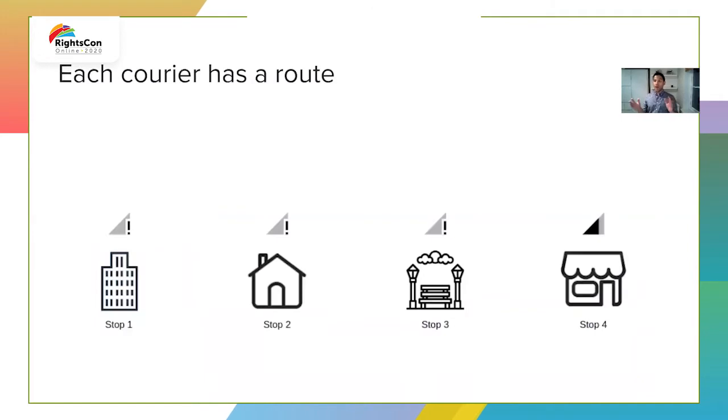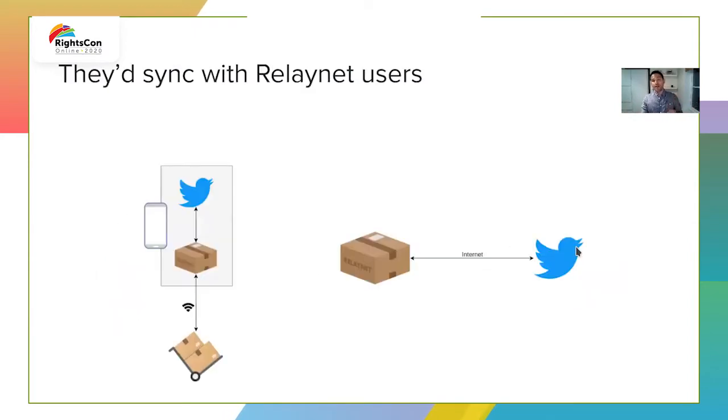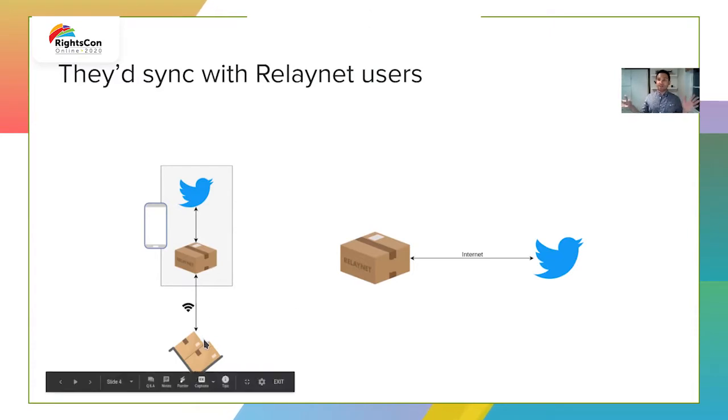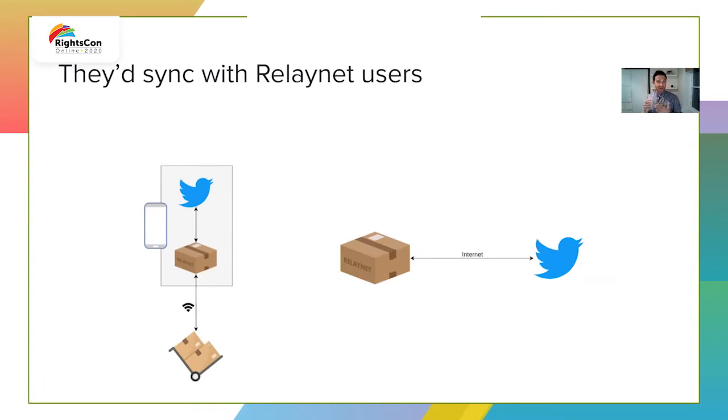So the way couriers work is that they will have a route, and that route will have a series of stops. In this case, only the last stop has access to the internet, but all the other stops don't have access to the internet. Now, looking at what will happen at each stop, let's consider one with no access to the internet. So what will happen here is that the user will arrive at this stop, and they will turn on Wi-Fi hotspot on their device.